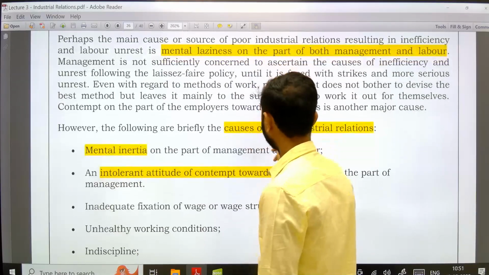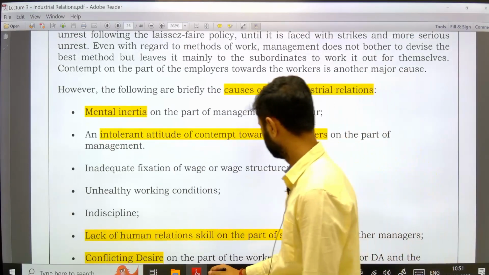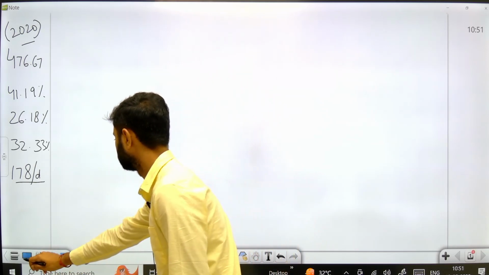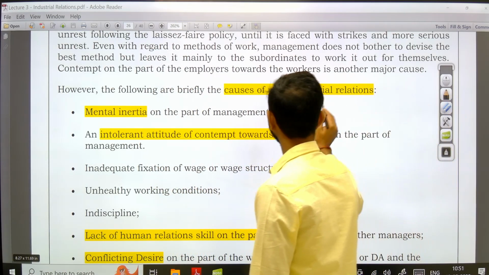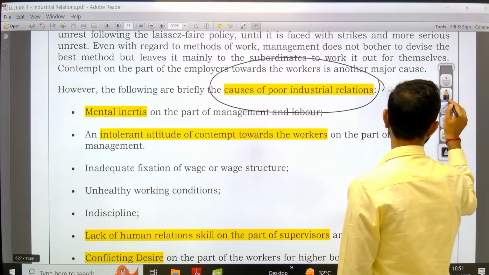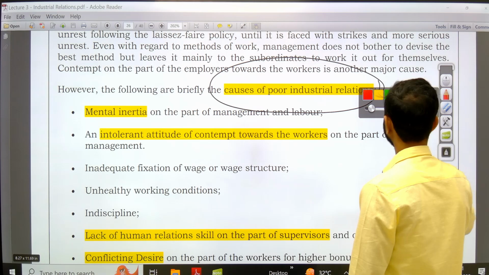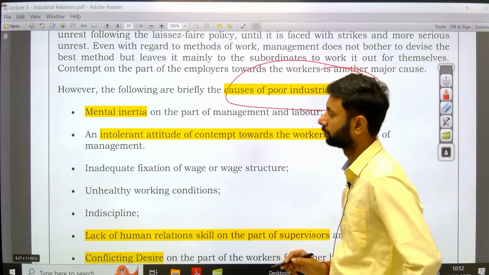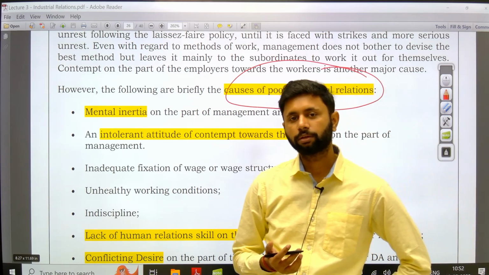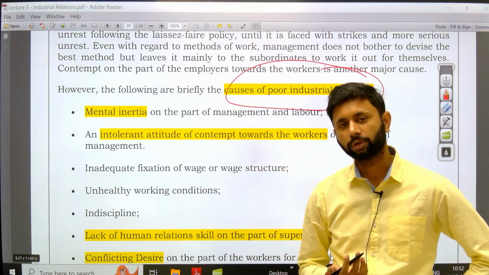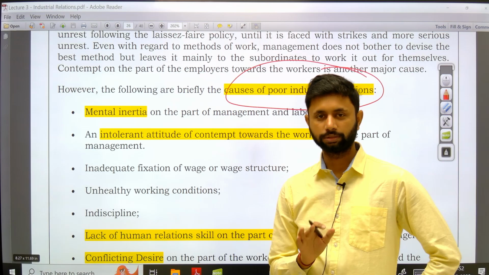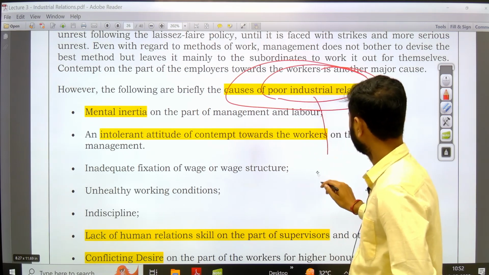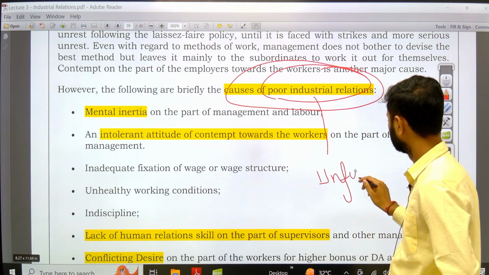Now let's first learn about the causes of poor industrial relations. Causes of poor industrial relations. What do we think? What can be the causes of poor industrial relations? You can already answer this because you all know this. Poor industrial relations are the result of unfulfilled demands of the workers.